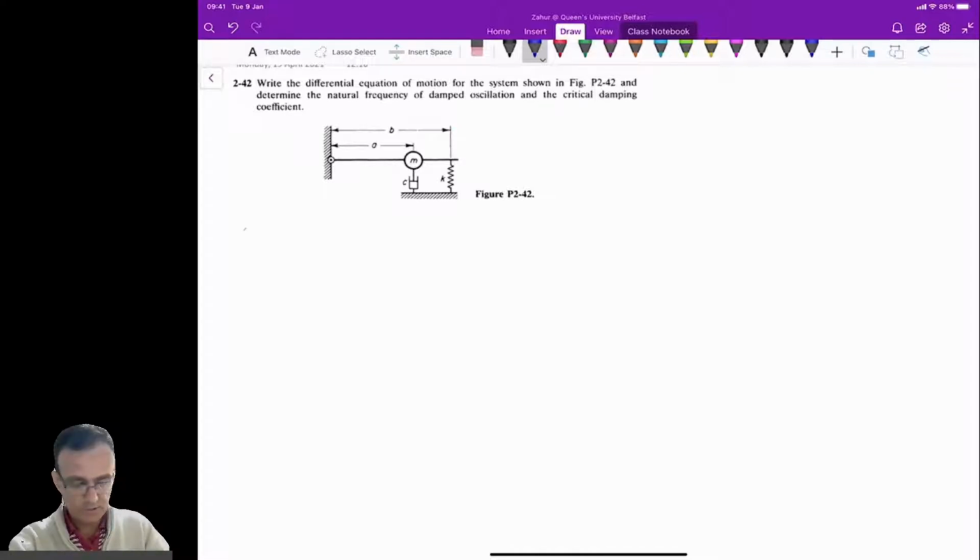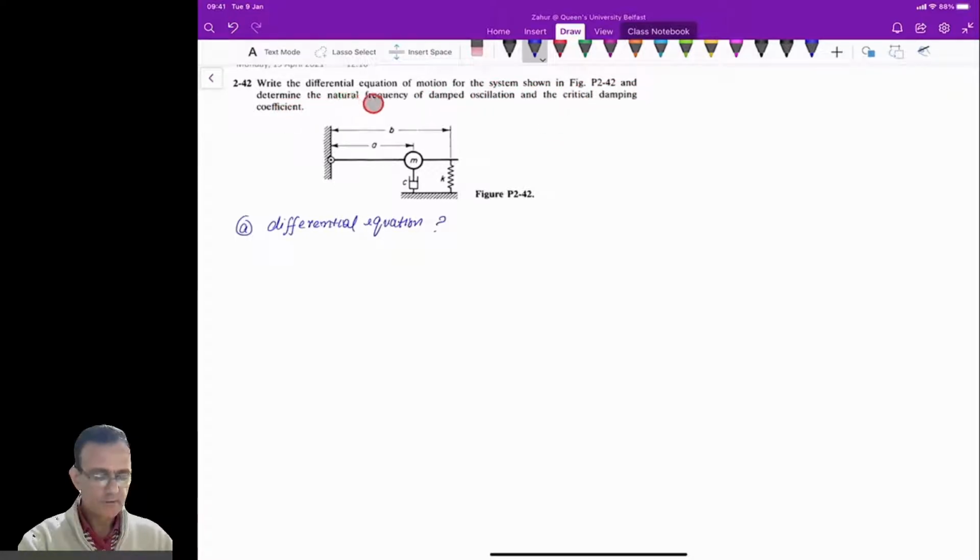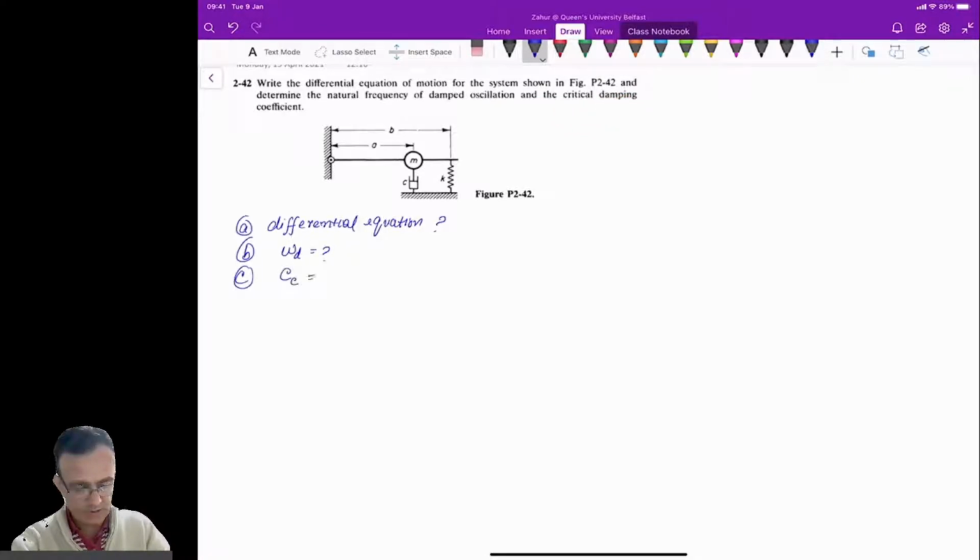So what you need to calculate: A, the differential equation, and B, determine the natural frequency of the damped oscillation, which is omega D, and C, the critically damped coefficient, which is CC.